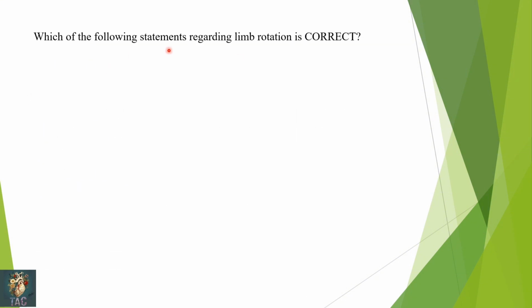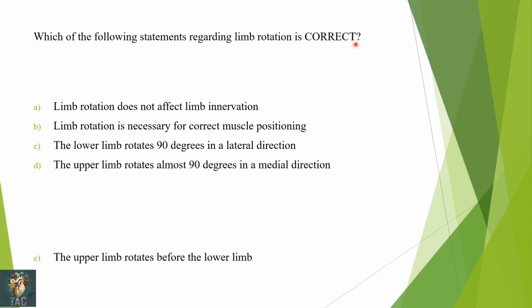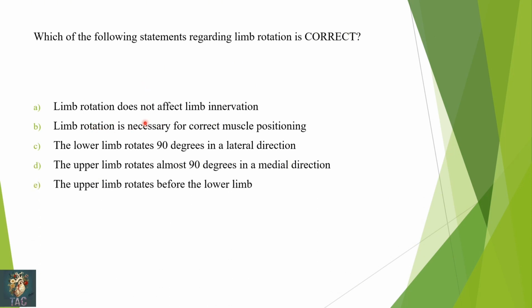Which of the following statements regarding limb rotation is correct? This is again an important MCQ, maybe in your exam as well. The options are: limb rotation does not affect limb innervation. No. Limb rotation is necessary for correct muscle position. Limb rotates 90 degrees laterally. This is opposite. Upper limb rotates almost 90 degrees medially. This is again opposite. So upper limb rotates before the lower limb, and this is the correct option.